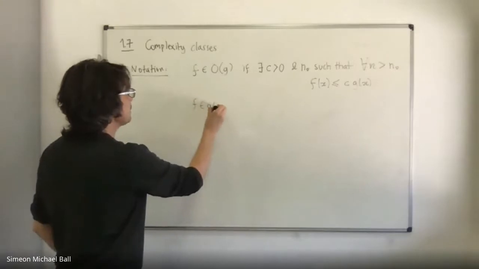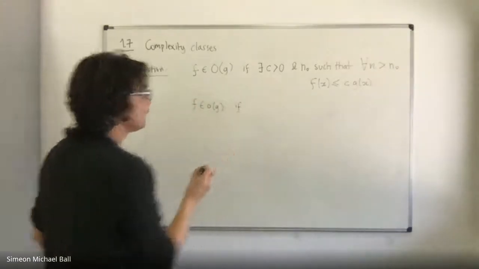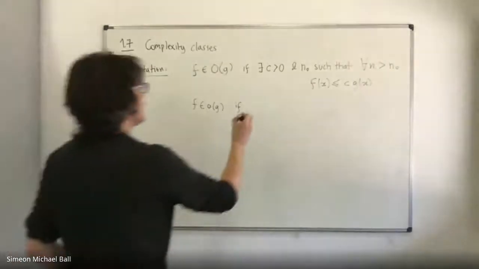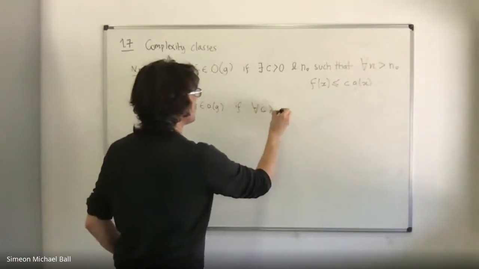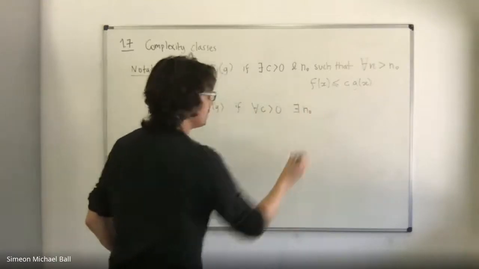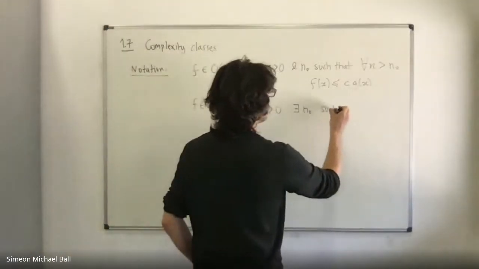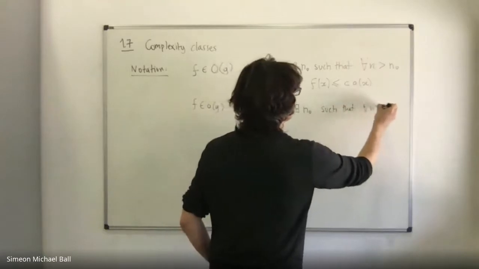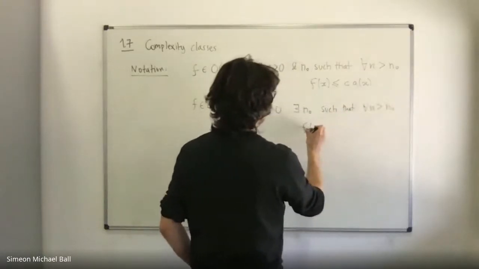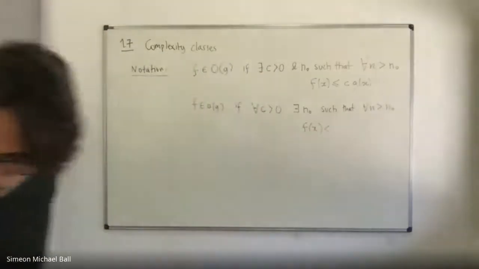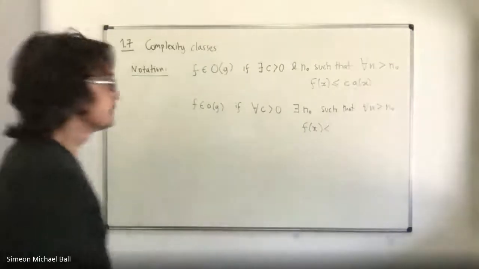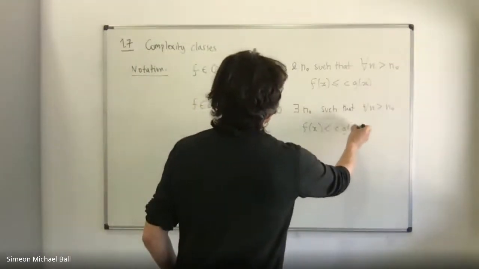We say it's a little o if for all c. Sorry, do you mean n instead of x? Yeah. Because then okay.